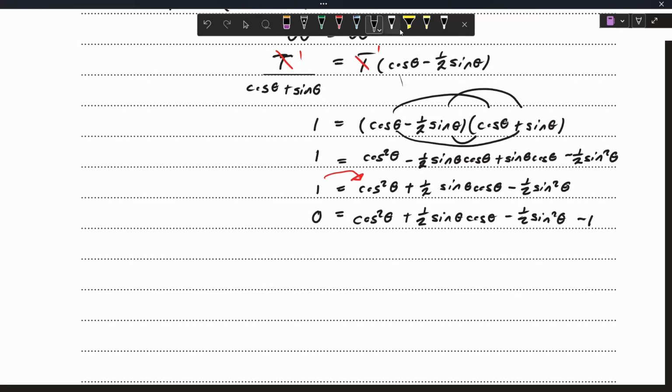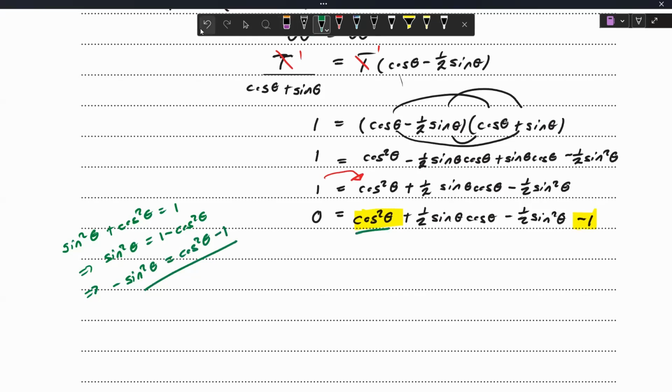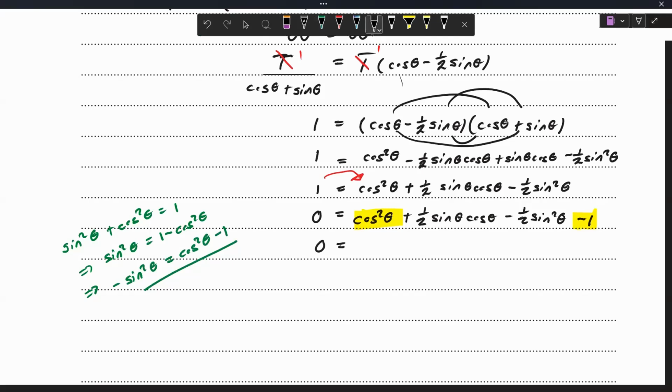Okay. And I'd want you to consider cos squared theta minus 1. We know that sine squared theta plus cos squared theta is equal to 1, and sine squared theta is 1 minus cos squared theta. We can also say minus sine squared theta is equal to cos squared theta minus 1. We're going to use this result for cos squared theta minus 1. So essentially, that's going to give us 0 is equal to minus sine squared theta plus a half sine theta cos theta minus a half sine squared theta.